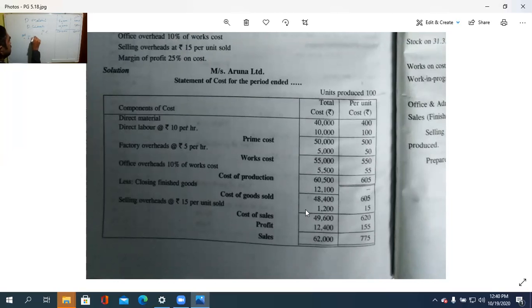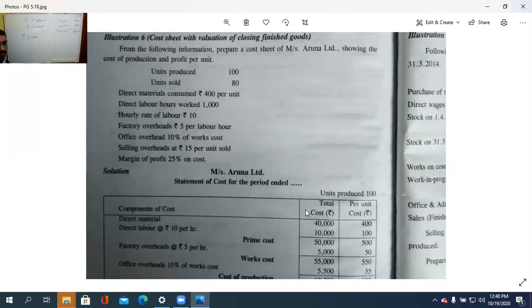Then factory overheads. Add factory overheads, rupees 5 per hour. So 5 into 1,000, sorry, 5,000. 5,000 and 50 is coming here. So it is 55,000 and 550. 550 into 100, that is 55,000, isn't it? So that is the work cost.